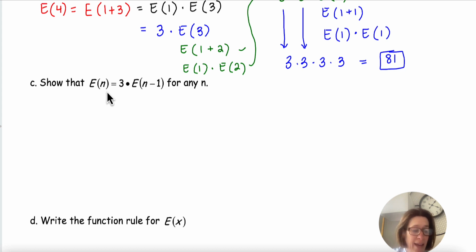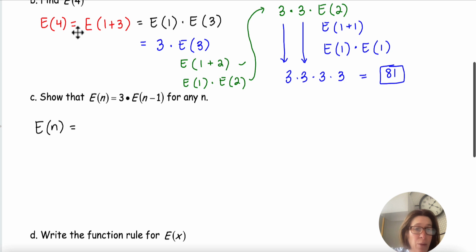Okay, so e of n is equal to 3 times e of n minus 1 for any n. So they want us to show that. So I'm going to start by doing e of n. Well, if we think about it, the way we did this, we always did that number and then 1 less than the number. Like up here, I took 4 and I did 1 plus 1 less than that number. So I'm going to write it as e of 1 plus n minus 1.